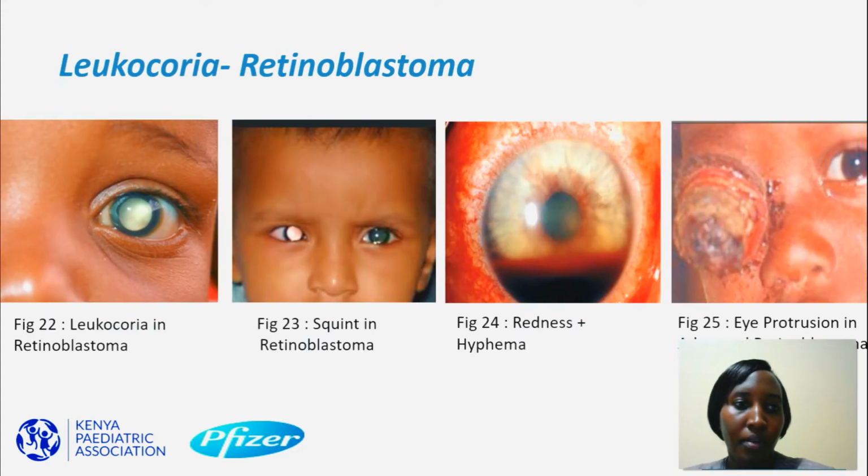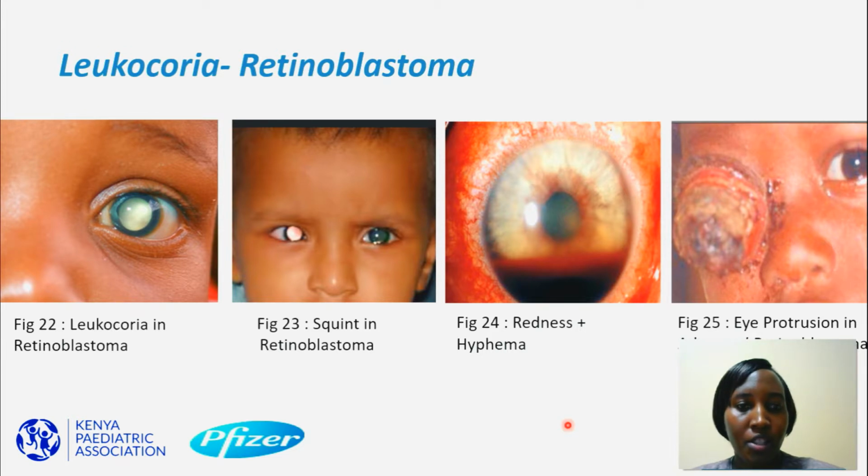Some of the other ways in which the retinoblastoma presents include strabismus, like in figure 23. Figure 22 shows the leukocoria in retinoblastoma, and as I've said, it may be very difficult to differentiate this leukocoria from the one of the cataract. So any child who has leukocoria, it's an emergency and must be referred promptly.